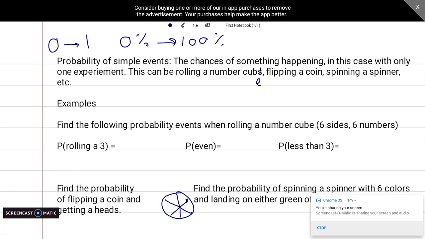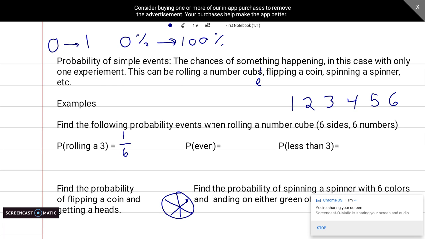The first one, they tell us that we need to find the probability of events when rolling a number cube. That means there are 6 sides for this number cube, and the numbers are 1, 2, 3, 4, 5, and 6. We want to know our chances of rolling a 3. How many 3s are in this number set? There's only one number 3, so that's going to be my numerator. I'm going to start with fraction form. Then you look at how many options you have in total. That is called your sample space. My sample space here is going to be 6 because there are 6 options. So in fraction form, my answer is 1 over 6.